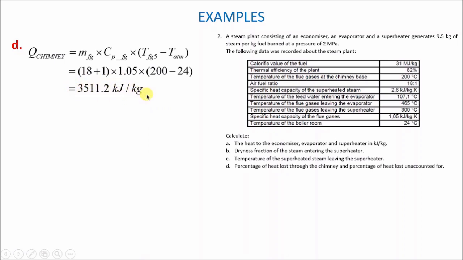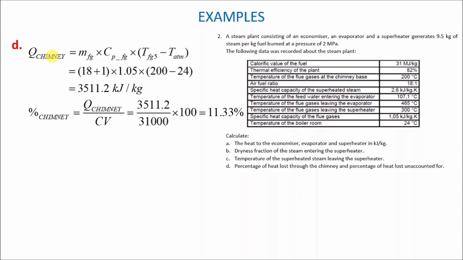And now what percentage does that constitute? You will just need to divide this Q of the chimney by the calorific value of the fuel, like we did in that table for the heat balance sheet, okay. Same thing that you do here. You just find the percentage by dividing the Q of the chimney by the CV value, so that will give you the percentage of the chimney, and it's what you get there as 11.33%, okay.